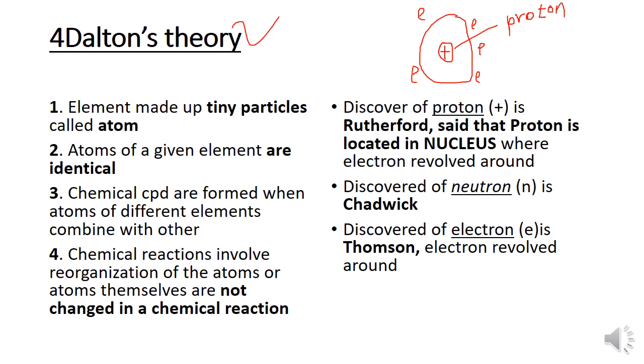Then the one who discovered the neutron is Chadwick, and the discoverer of the electron is Thomson. In your exercise book, in your free time, try to read about these experiments. This is the discovery of the proton, electron, and neutron.